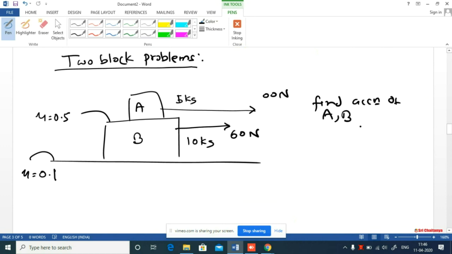So essentially, the main idea of the two block problem is to first determine whether friction is static or kinetic. That's the most important step, right? And there is absolutely no way in which you can determine it at the start of the problem.